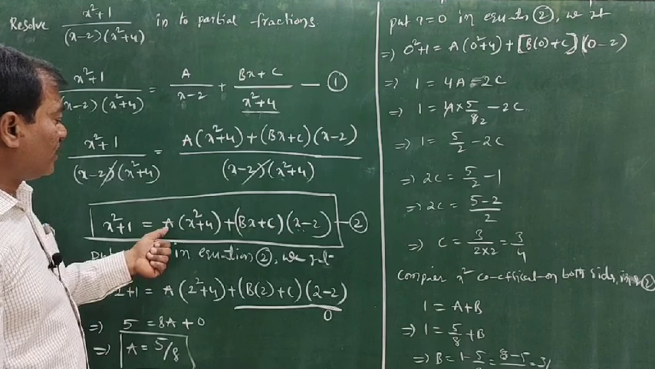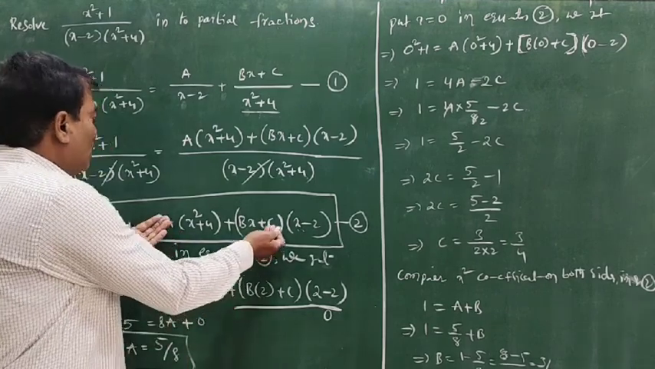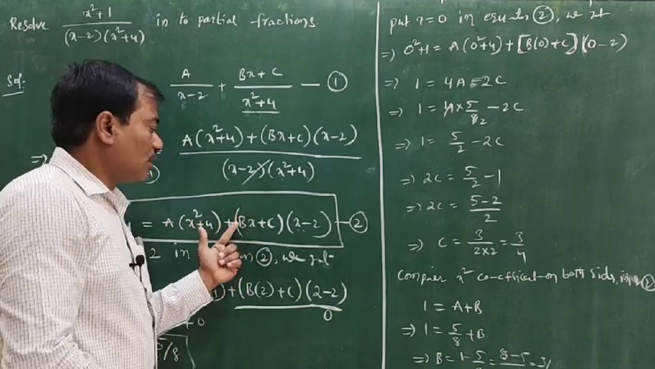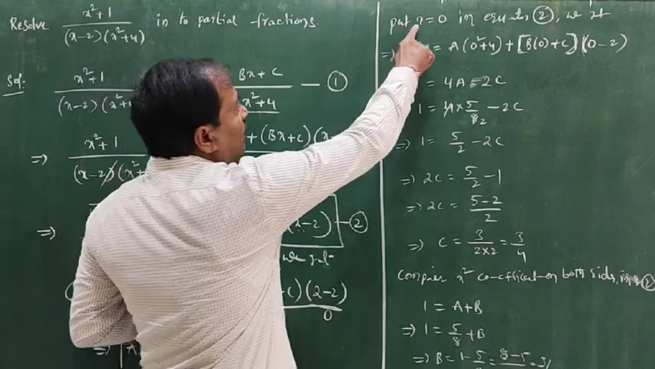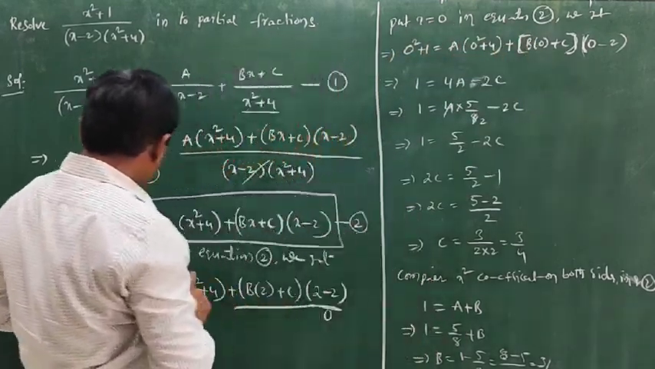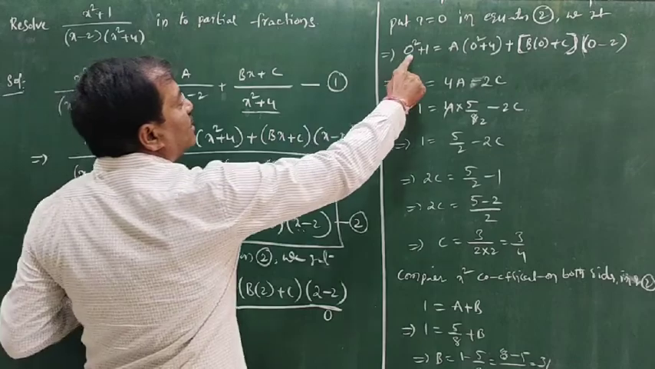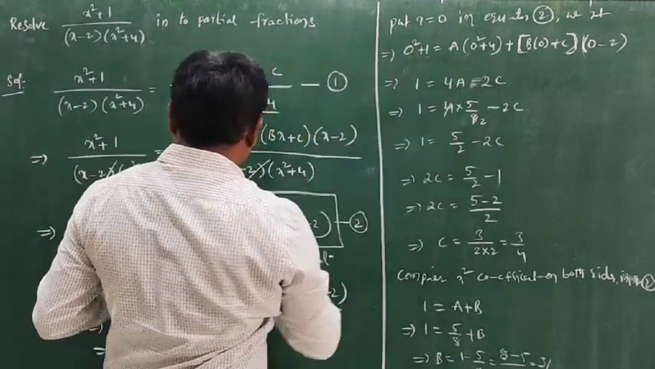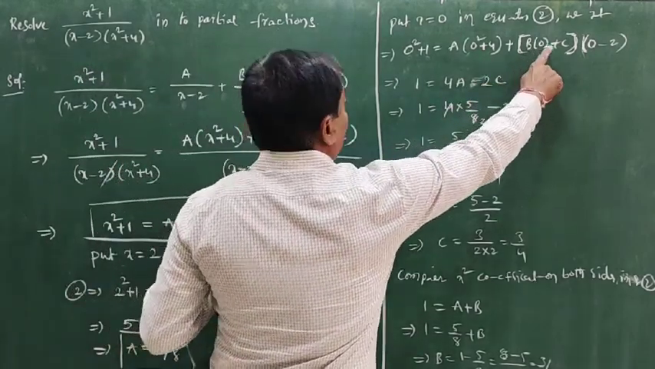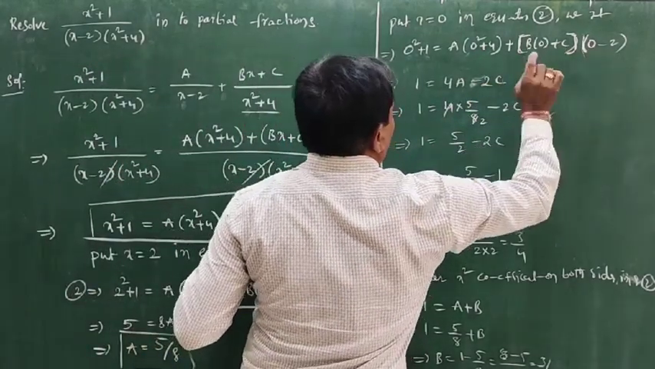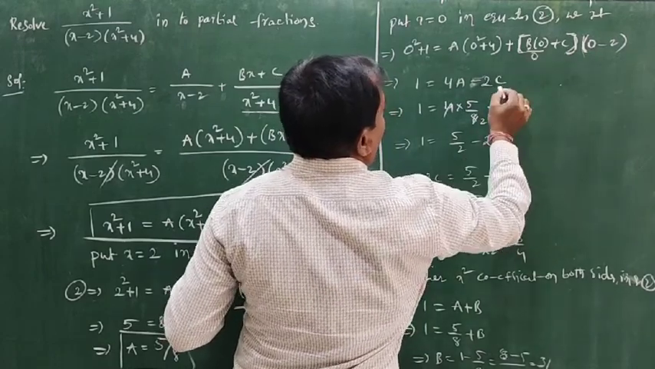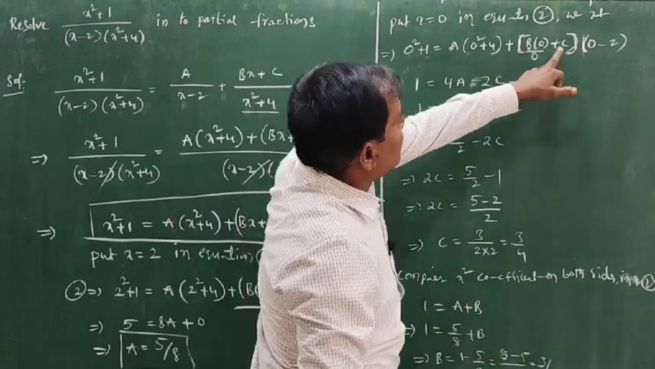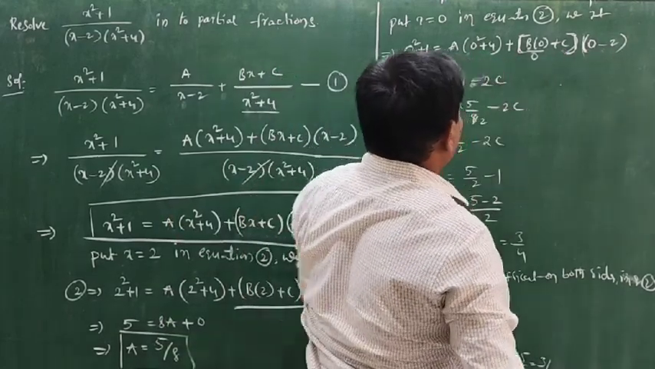To find either the c value or the b value, we have to put x equal to 0, so that the b term becomes 0. So we put x equal to 0 in equation 2, we get: substitute on the left hand side x equal to 0, 0 square plus 1, equals a of 0 square plus 4, plus b of 0 plus c of 0 minus 2. So the b term becomes 0, and on the left side only 1, equals 4a, and c minus 2 gives minus 2c.